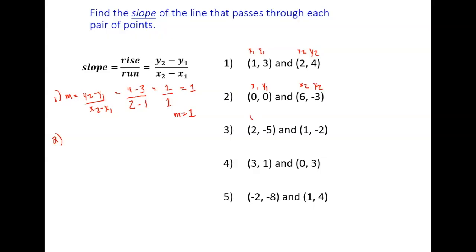For the second one, if you want to label your points like this, it's totally fine. I find it helps lots of students, even myself, when I go to label it so that I know which ones I'm putting where. So my y2 is negative 3, take away 0, because y1 is 0, over x2, which is 6, take away x1, which is 0. So I get negative 3 over 6, which is negative 1 half, because 3 can go into itself once and into 6 twice. Or you could use your fraction button. So my slope, my rise, is negative 1 over 2.